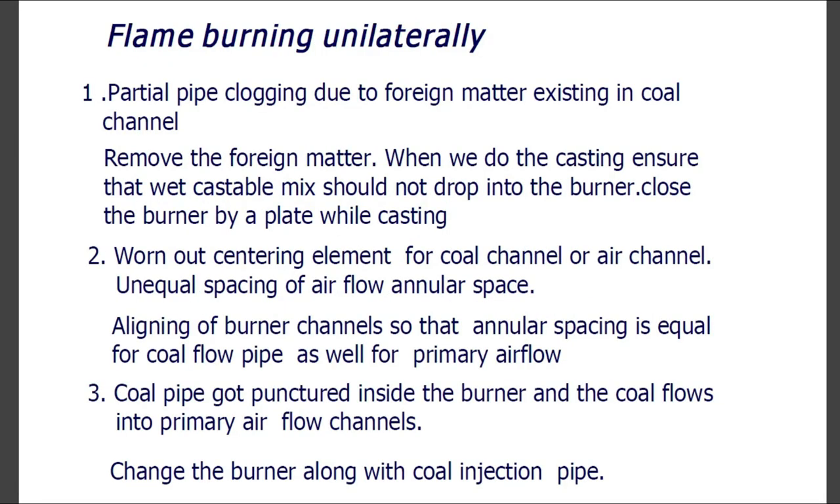Flame burning. First one, partial pipe clogging due to foreign matter existing in the coal channel. Remove the foreign matter. When we do the casting, ensure that wet castable mix does not drop into the burner. Close the burner by a plate while casting. Worn out centering element for coal channel or air channel. Unequal spacing of airflow annular space. Align the burner channels so that the annular spacing is equal for the coal flow pipe as well as for the primary airflow.